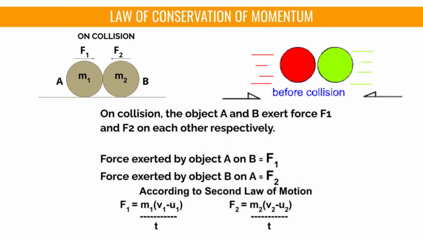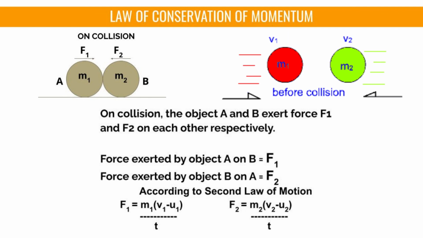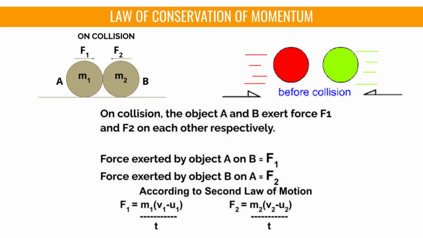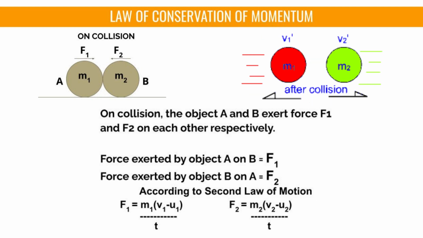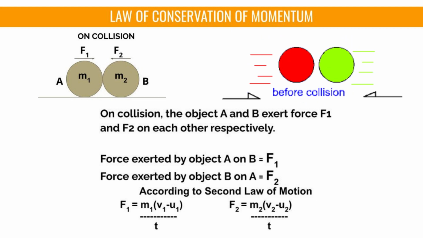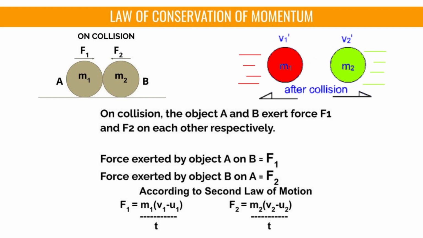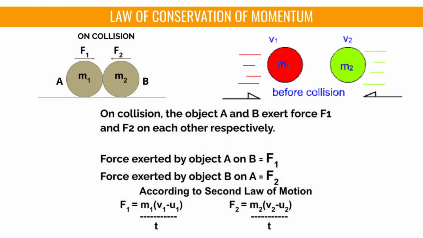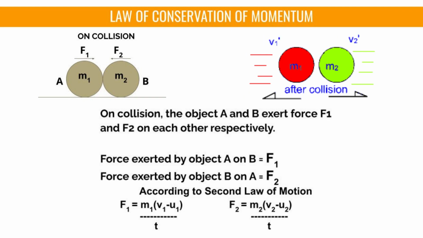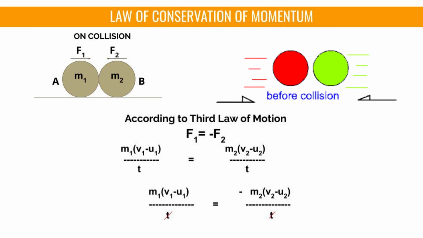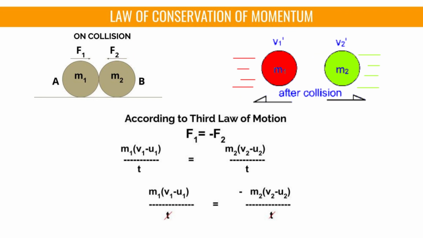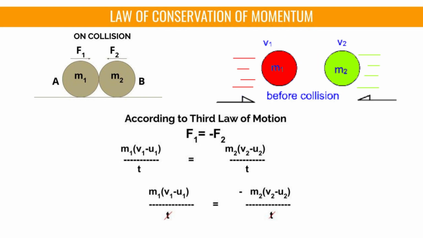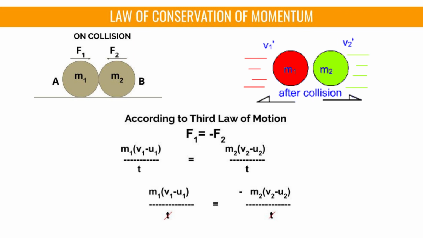On collision, the objects A and B exert forces F1 and F2 on each other respectively. Force exerted by object A on B equals F1. Force exerted by object B on A equals F2. According to the second law of motion, F1 equals m1(v1 minus u1)/t. F2 equals m2(v2 minus u2)/t. According to the third law of motion, F1 equals minus F2. So, m1(v1 minus u1)/t equals minus m2(v2 minus u2)/t.